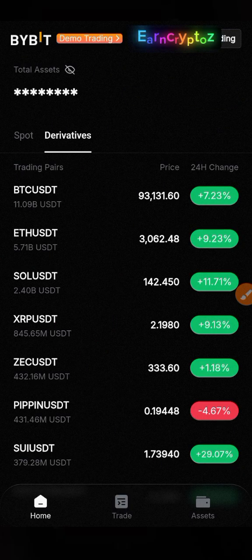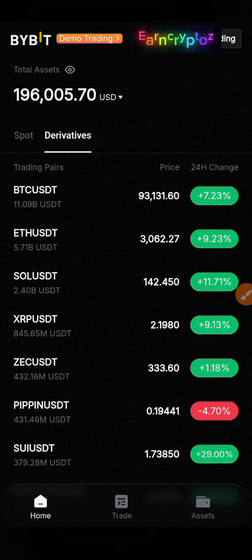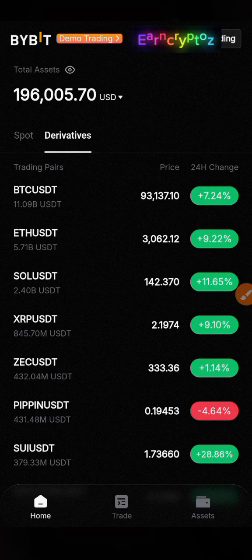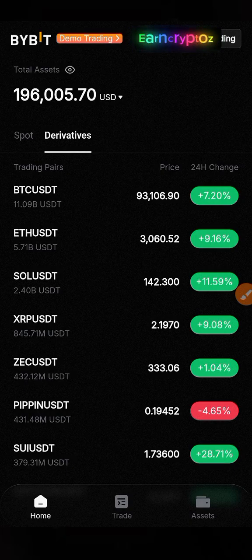Right here you see your balance, your total assets. Bybit is going to give you funds that you can use to trade on the demo. This fund is complete paper money, virtual money. You cannot withdraw it, you can lose it all, you can turn it to $1 million plus, but you cannot withdraw it. So when you lose it all, you request for another one, then you continue trading. Okay, so this is basically demo trading.